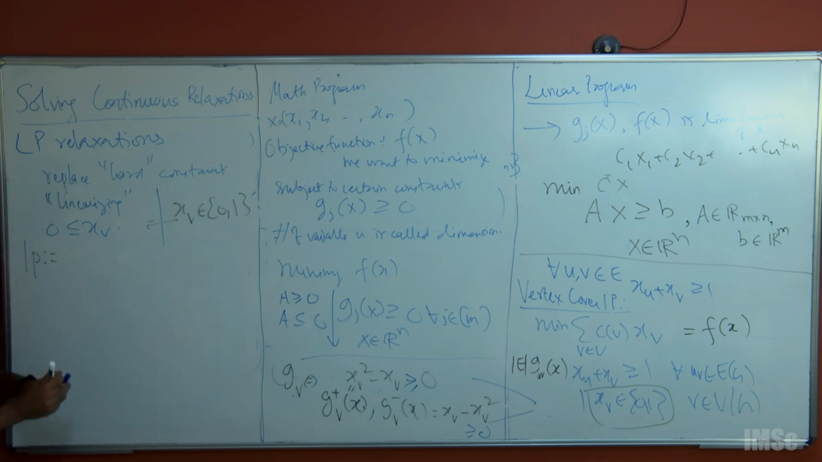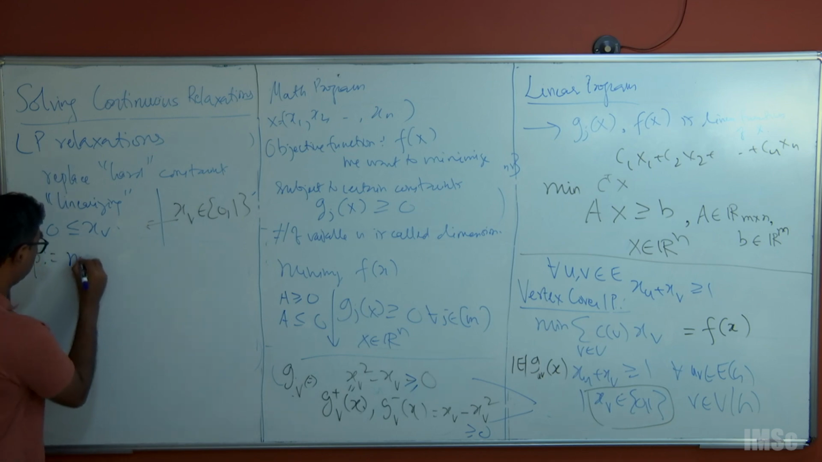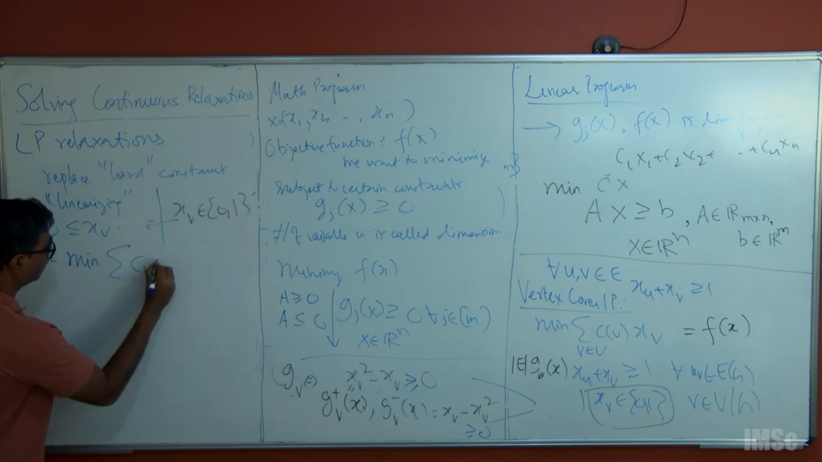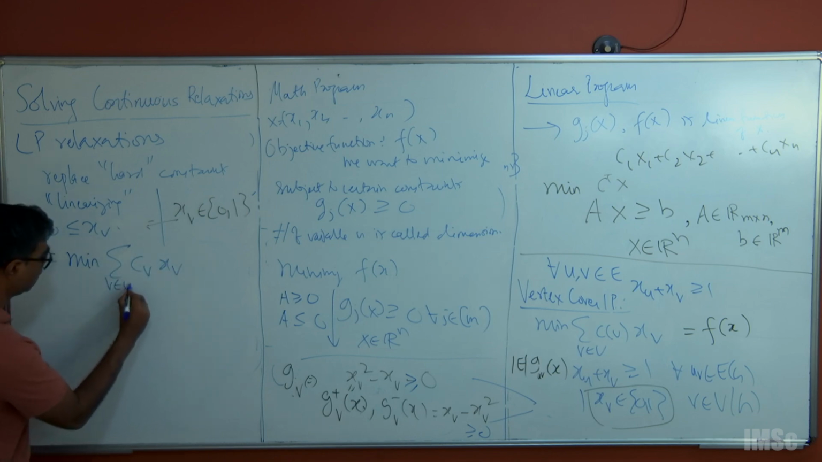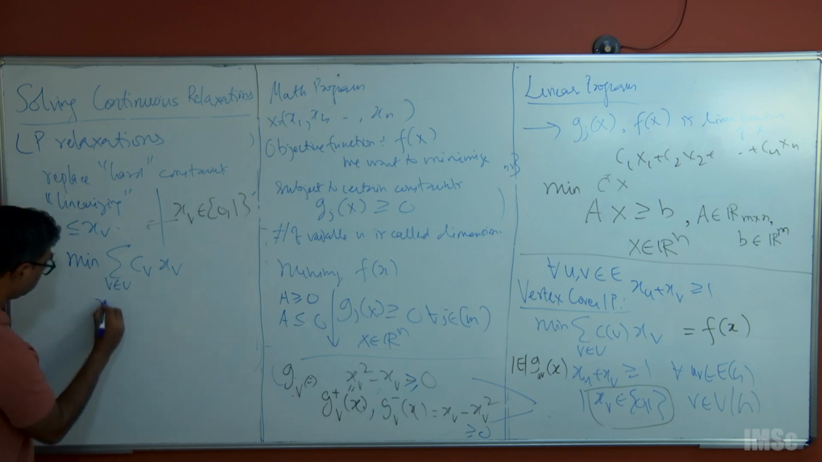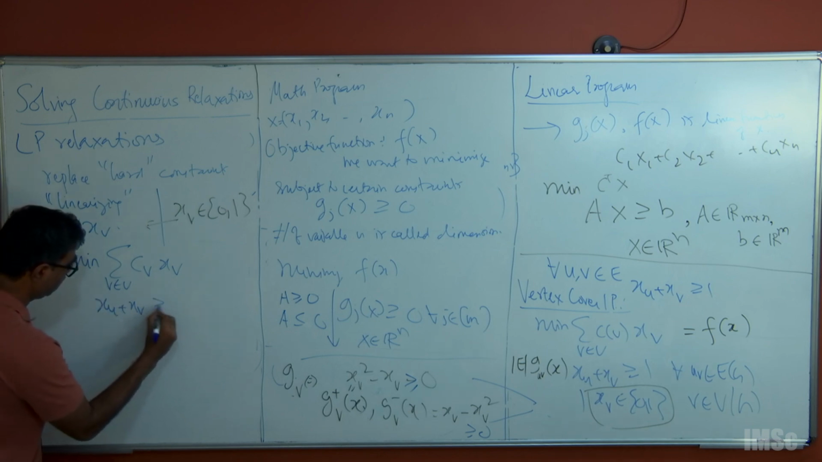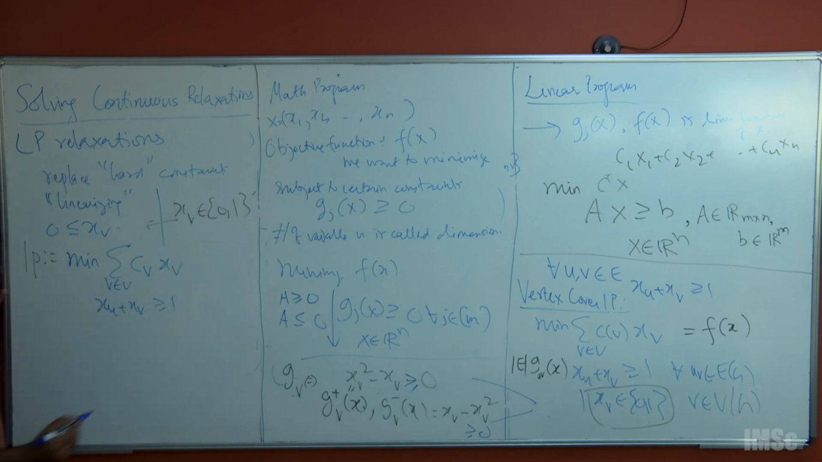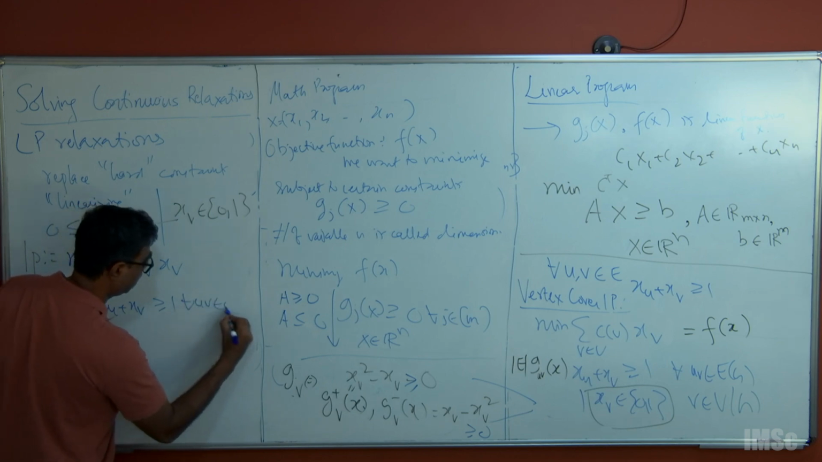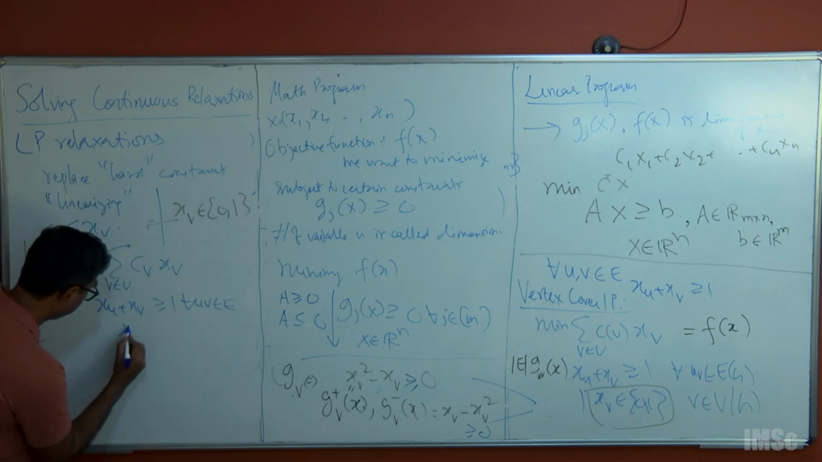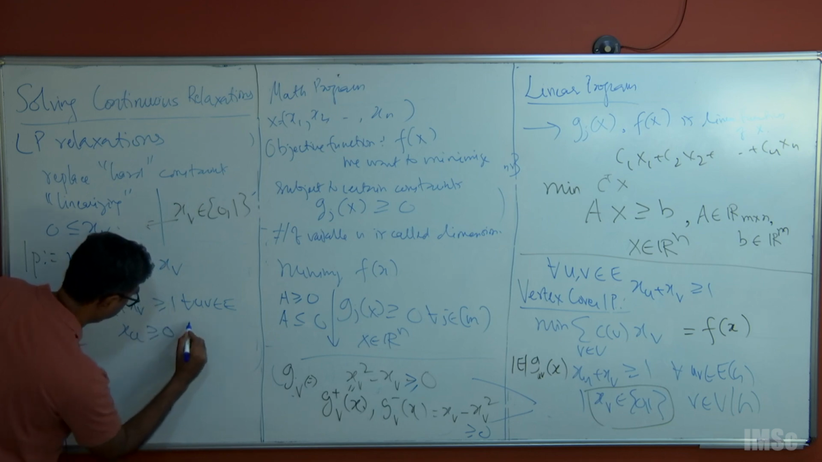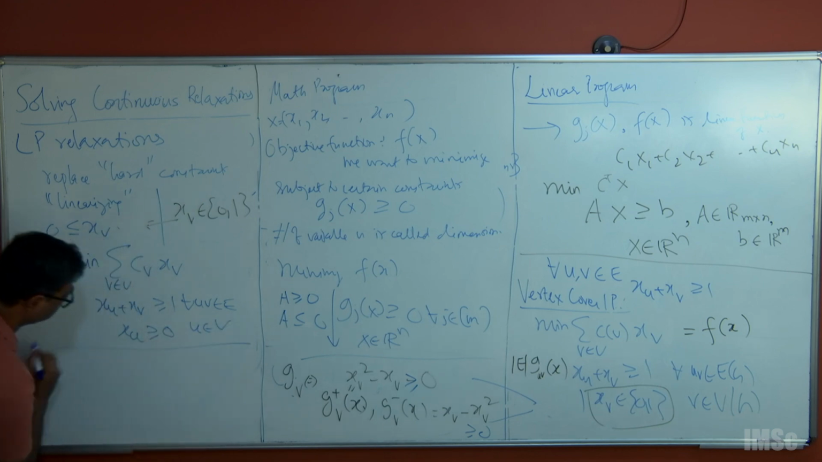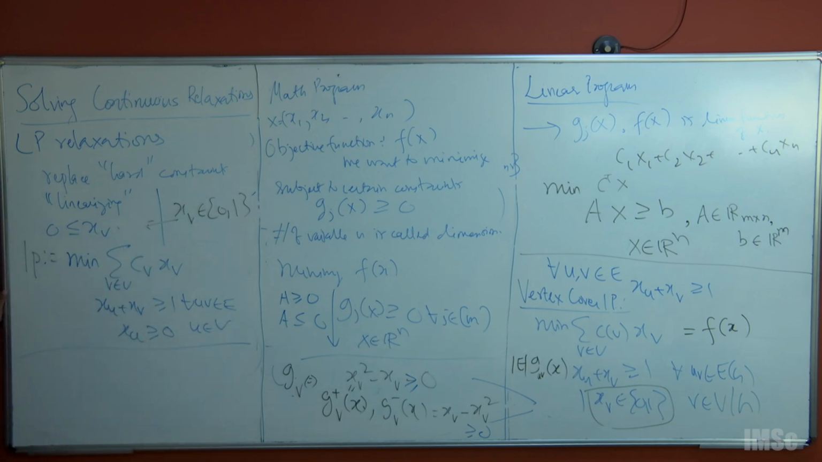My LP becomes: minimize summation c_v x_v, v in V, subject to x_u plus x_v is greater than or equal to 1 for all uv in E, and x_u is greater than or equal to 0 for u in V. So that's it, right? That's it.